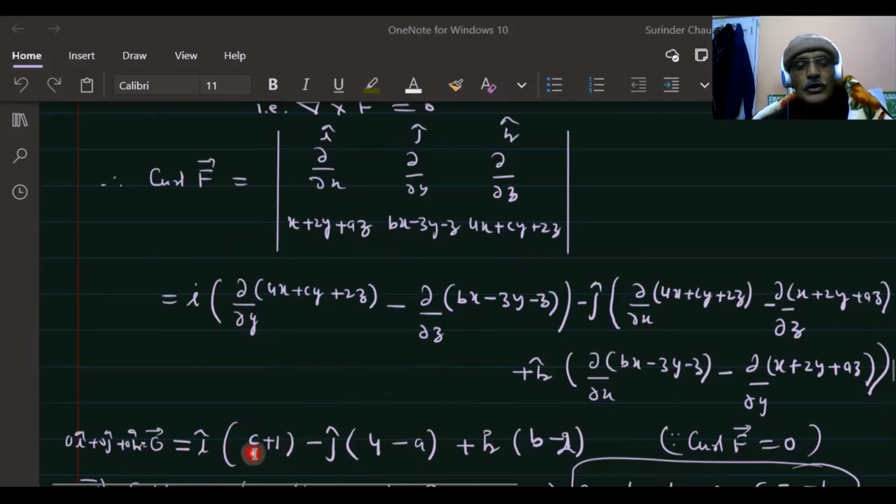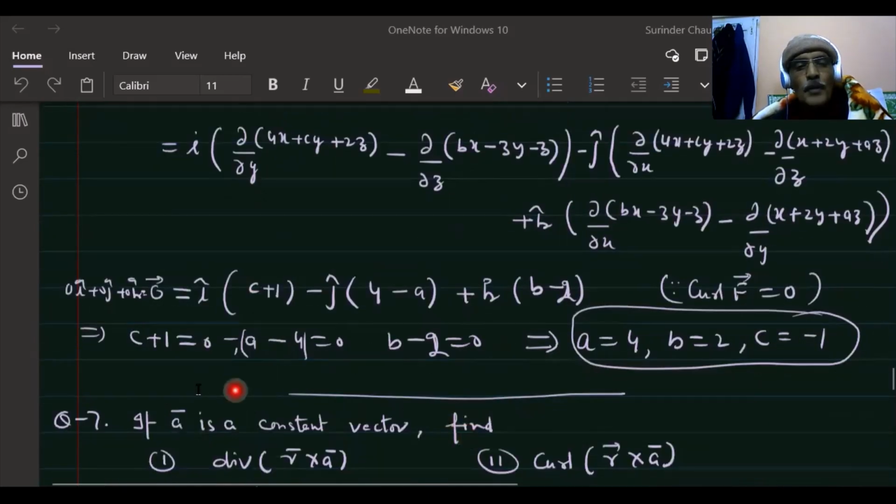Substituting, we got the vector (c + 1) i − (4 − a) j + (b − 2) k equal to the zero vector. So you can write this as 0 i + 0 j + 0 k. The vectors are equal, so the corresponding coefficients are equal. Comparing coefficients, c + 1 must be 0, minus of (a − 4) must be 0, and b − 2 must be equal to 0. From these three equations, the value of a is equal to 4, b is equal to 2, and c is equal to minus 1.